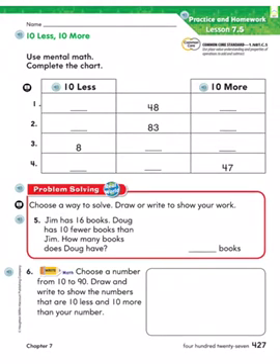On page 427 in your Go Math workbook, we see that it says use mental math, complete the chart. So we have 10 less, and then the number in the middle, and then 10 more. So you look at the number, figure out 10 less, 10 more. The number in the middle, figure out 10 less, 10 more.